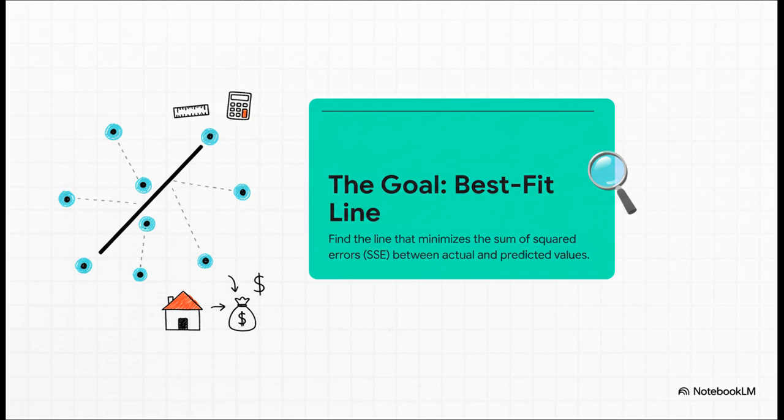What the computer does is it measures the distance from every single one of your data points straight up or down to the line. The best fit line is the one that makes the grand total of all those distances, all those errors, as tiny as it can possibly be. It's the line that kind of hugs the data the closest.